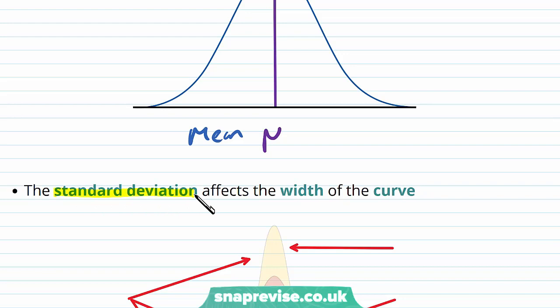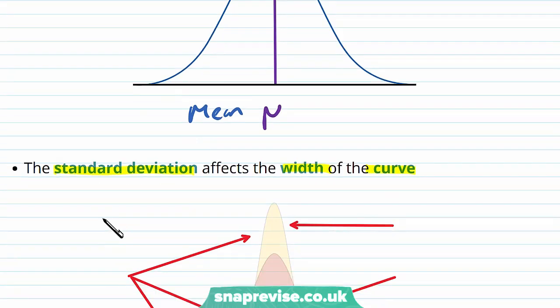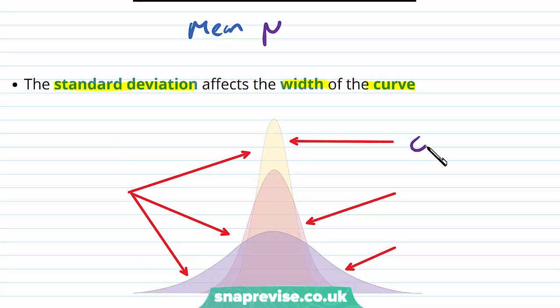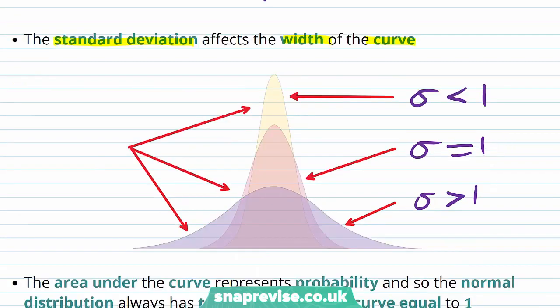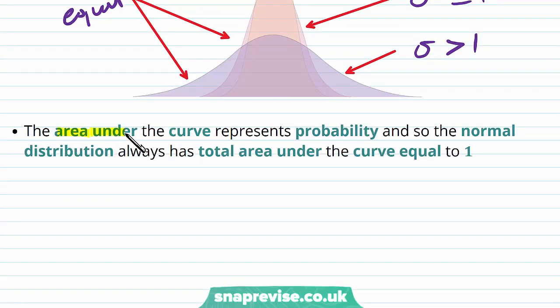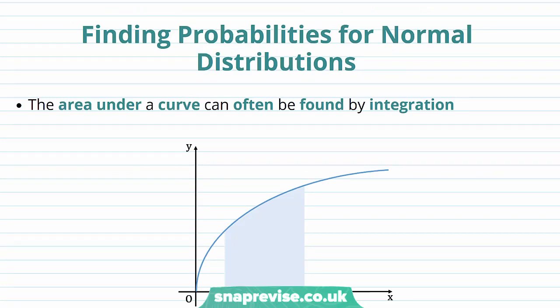The standard deviation affects the width of the curve. The first case corresponds to sigma less than 1, the second case corresponds to sigma being equal to 1, and the third case corresponds to sigma being greater than 1. And the reason why the width of the curve changes is because in all three cases the areas have to be equal under the curve. The area under the curve represents probability, and so the normal distribution always has total area under the curve equal to 1. So how can we find probabilities for the normal distribution?